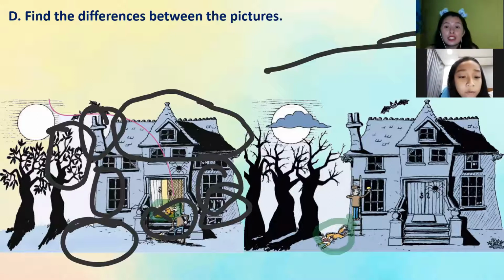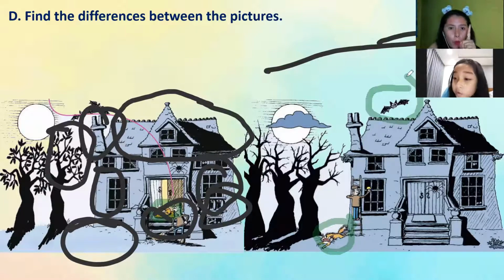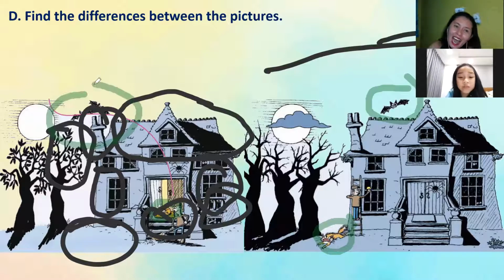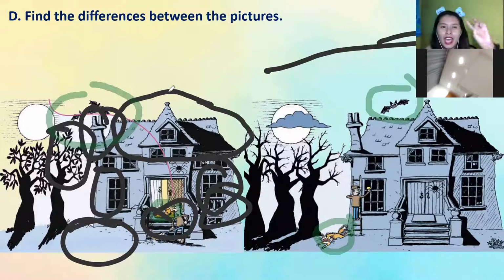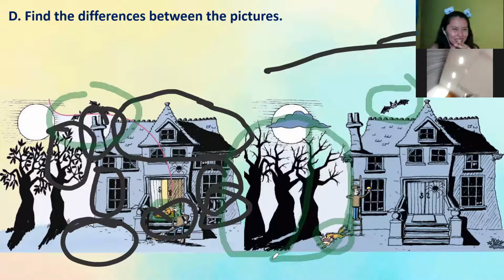Rope. Wall. Window. Grass. Leaf. Okay. How about, can you see how many bats here? Can you count how many bats are in here? Only one. And in the other side, how many? Oh, one on this side and two on the other side. How many trees? Can you count it? Okay. Three. Very good. How about in the other side? There are five. Oh, great.